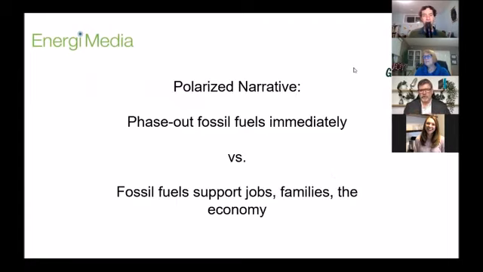You referenced this polarized narrative we talked about a little bit in the last webinar. We have a polarized narrative, and in this case, it's phase out fossil fuels immediately versus fossil fuels support jobs, families, and the economy. And in Canada, where we see this play out is the province that I'm in, British Columbia, which is very green. It's the home of Greenpeace, and there are plenty of people here, believe me, who would like to see fossil fuels phased out very quickly.